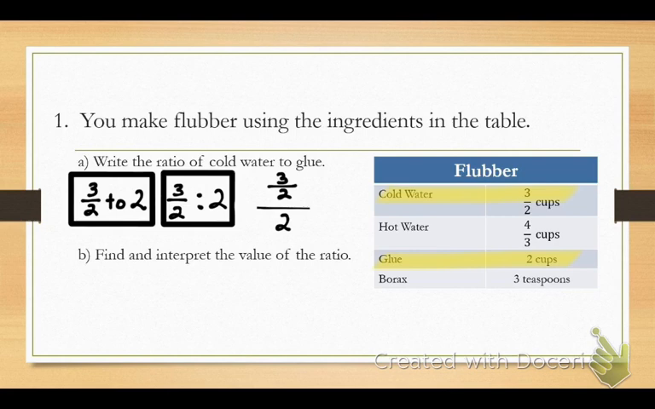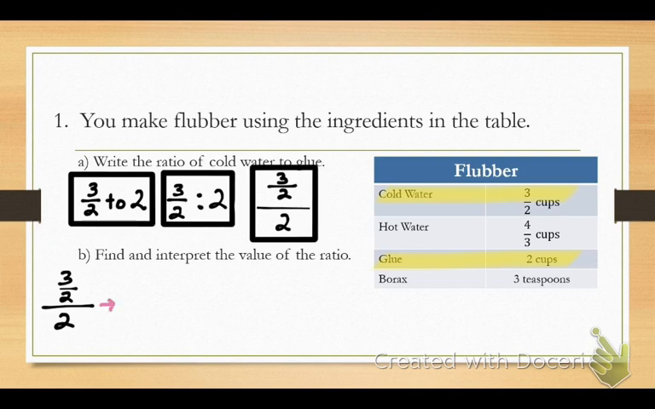Now, does that look complicated? No. It looks a little complicated because I have a fraction in there on top of a fraction, okay? But that's okay. That still means 3 halves to 2. Next up, it asks me to find and interpret the value of the ratio. So, in order to do that, I basically need to work this out, okay? So, what does that mean right there I have to do? I've got 3 halves, go ahead and write this, divided by 2.